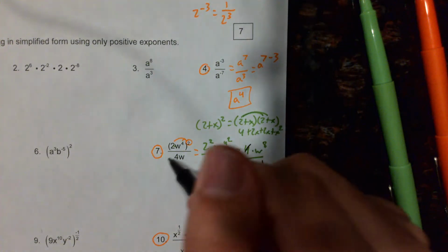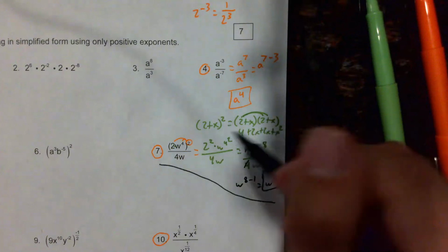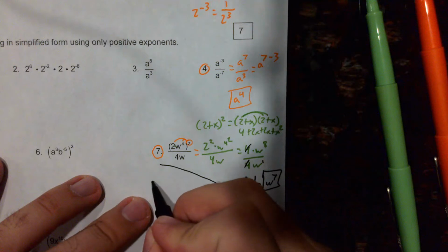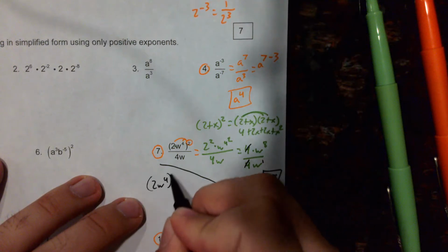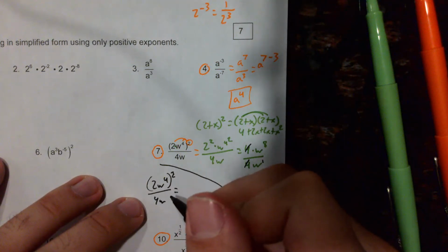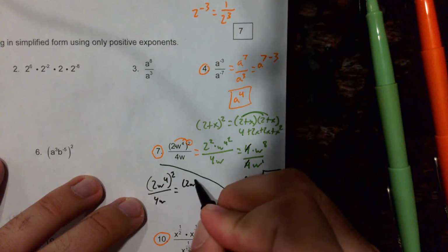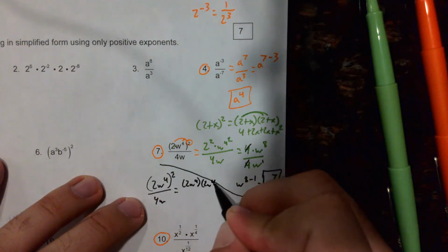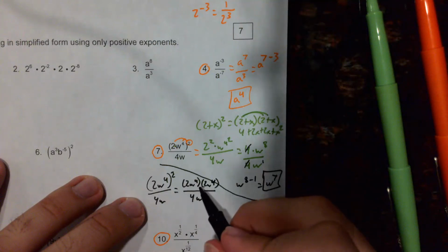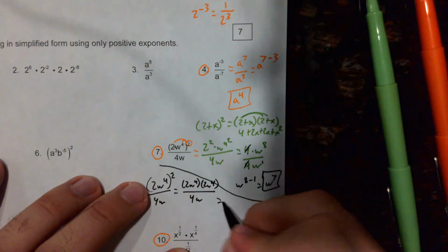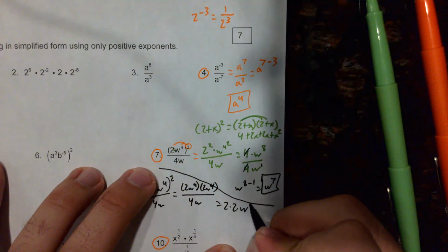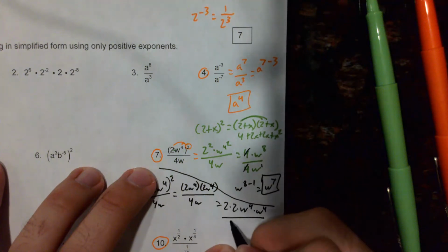Another way to see this problem, if you don't like this rule because you always make this mistake, is if you did 2w to the 4th squared over 4w. So, since we don't want to make the mistake, we're going to do exactly what squared means. 2w to the 4th times 2w to the 4th, all over 4w. Now this is 2 times w to the 4th times 2 times w to the 4th. We know multiplication is commutative, so this could just be written as 2 times w to the 4th times w to the 4th, all over 4w.